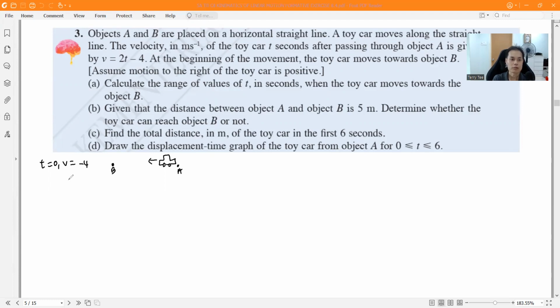Okay, so now let's calculate the range of values of t when the toy car moves towards B. So here we should say your v is less than 0. I can tell that it's going to the left because when you sub in t equals 0, your v is negative 4. So it's moving to the left, not to the right. Let us take your v here, sub inside, and solve for t. 2t is less than 4, t is less than 2. Okay, so there you go. Now the textbook answer just gives the answer as t less than 2.